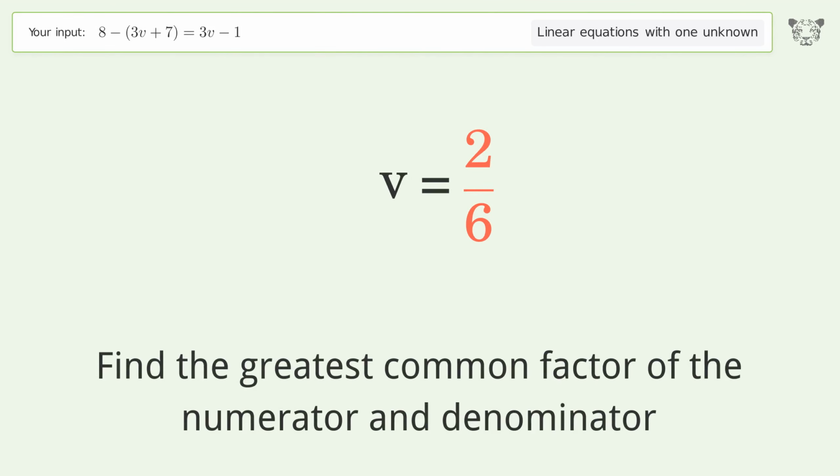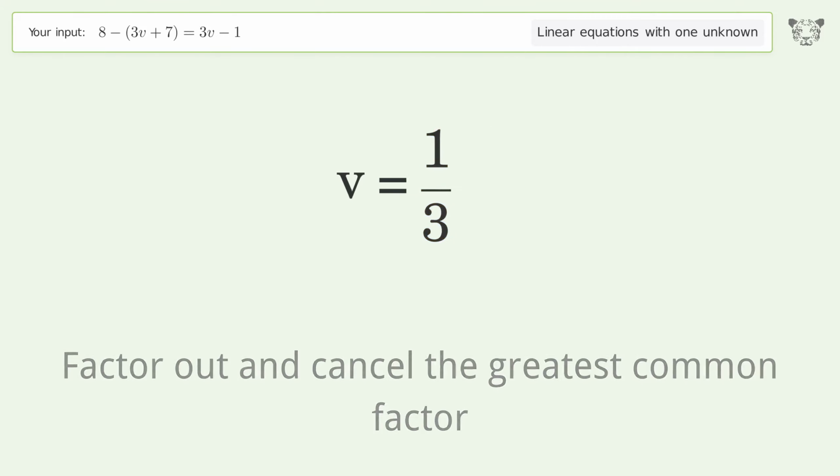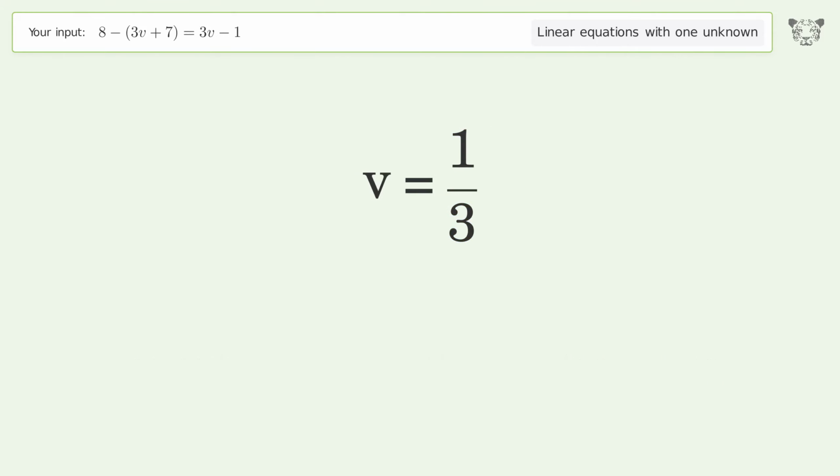Find the greatest common factor of the numerator and denominator. Factor out and cancel the greatest common factor. And so the final result is v equals 1 over 3.